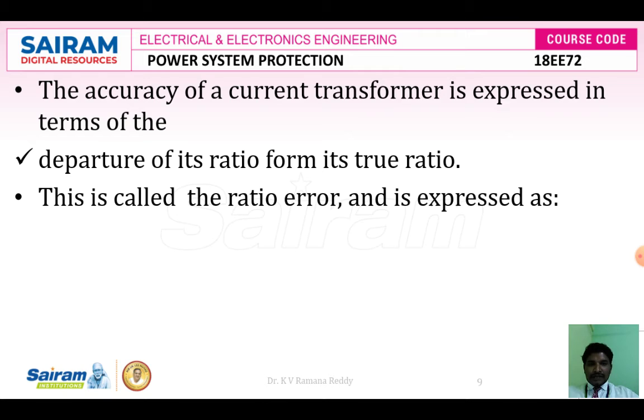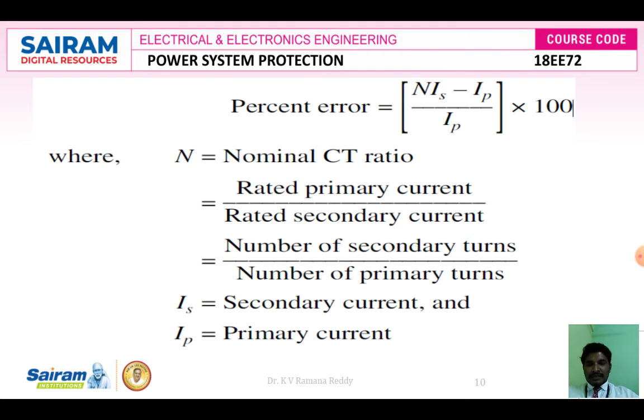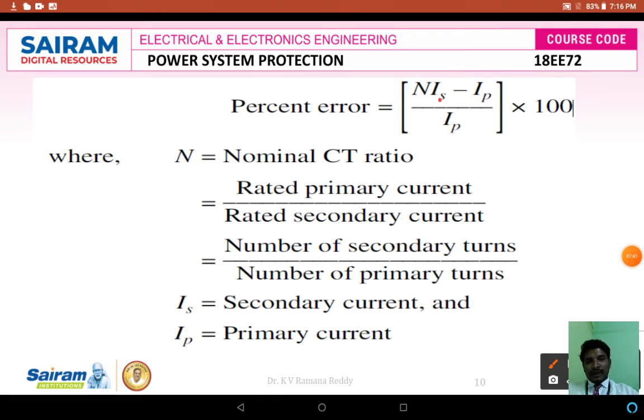The accuracy of a current transformer is expressed in terms of the departure of its turns ratio from its true ratio. This departure is called the ratio error and is expressed by the formula: percentage of error equals N into (Is minus Ip) divided by Ip, into 100, where Is is called the secondary current and Ip is called the primary current. This is called percent error, where capital N is called the nominal current transformer ratio.